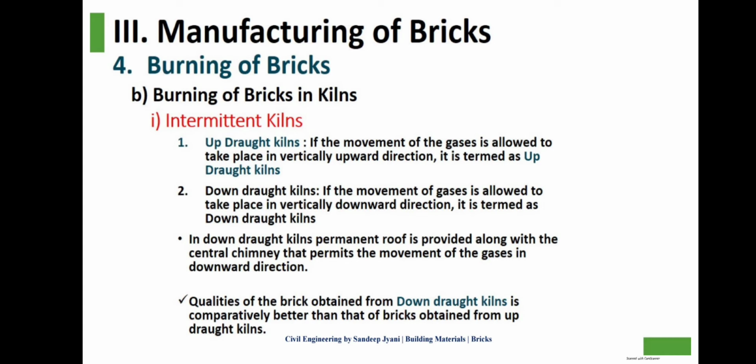Intermittent kiln. Updraft kiln: if the movement of the gases is allowed to take place in a vertically upward direction, it is termed as updraft kiln. Downdraft kiln: if the movement of gases is allowed to take place in a vertically downward direction, it is termed as downdraft kiln. In downdraft kiln, a permanent roof is provided along with the central chimney that permits the movement of the gases in a downward direction. The quality of the brick obtained from downdraft kilns is comparatively better than that of bricks obtained from updraft kilns.